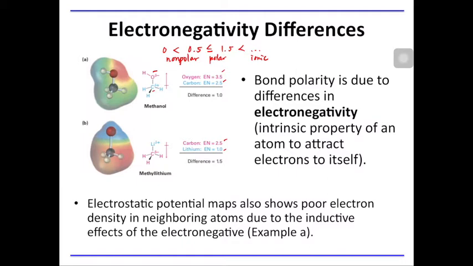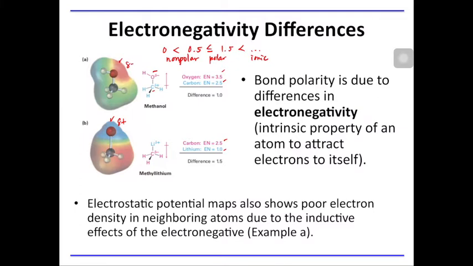In the following figures, electrostatic potential maps are shown. These electrostatic potential maps show poor electron density in the neighboring atoms due to the inductive effects of the electronegative atom. So, in electrostatic potential maps, a color of red indicates areas of rich electron density. A color of blue indicates areas of low electron density. So, low electron density is partially positive, whereas high electron density is partially negative.